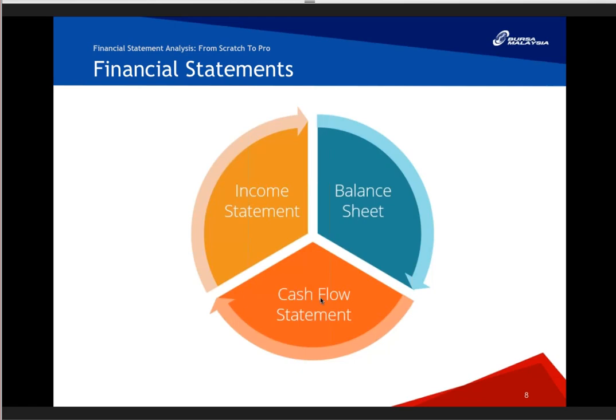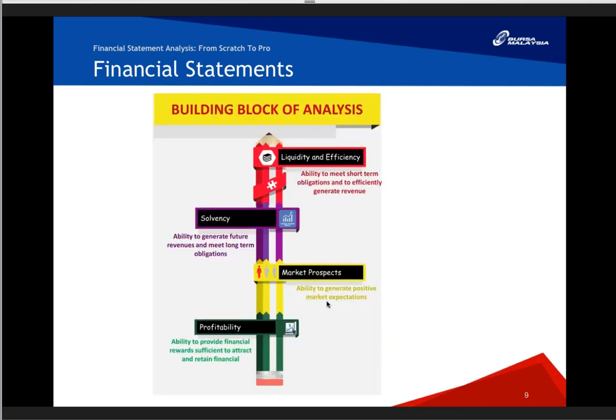So let me begin with introducing this concept. The financial statements actually have four building blocks. In order to analyze well, the four building blocks include liquidity and efficiency. For a company, it is very important to look at the financial statement as in how liquid it is, or whether the cash flow is healthy and things like that. So this can be seen from the liquidity and efficiency, how efficient it is.